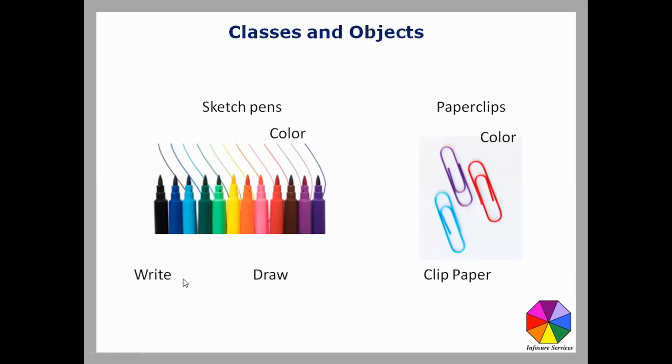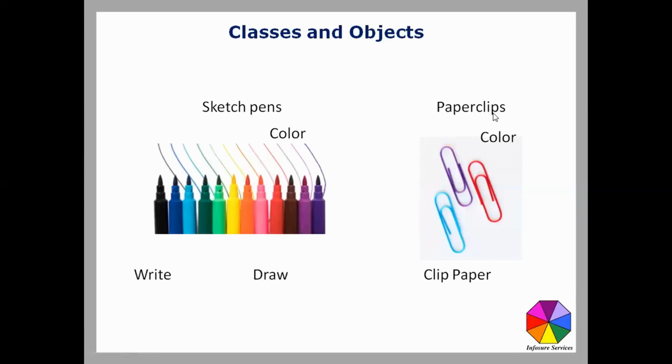So functions are also called methods. When you're using functions inside a class, it's given the name method. The reference to it is method. So what is my takeaway here? This is a sketch pen. I have a property called color. I have a method called write. I have another method called draw.